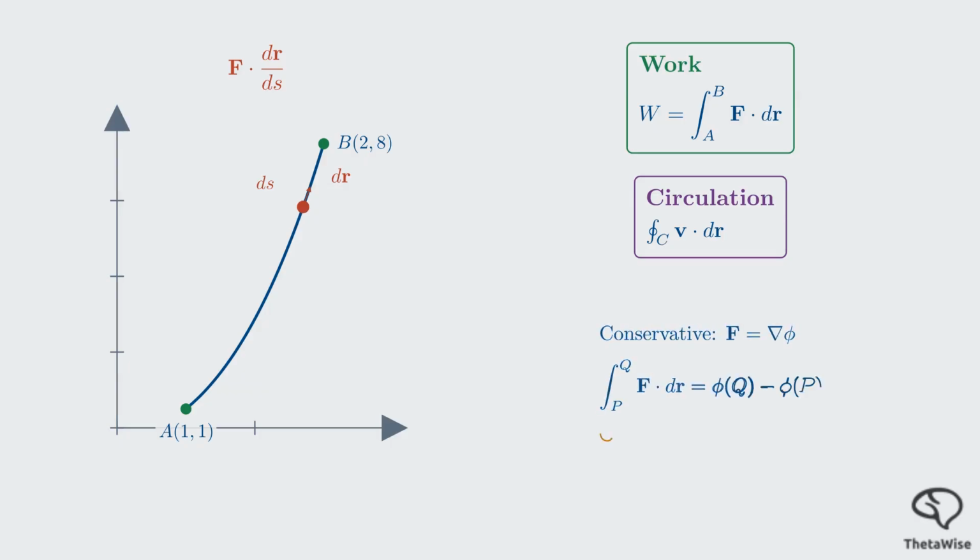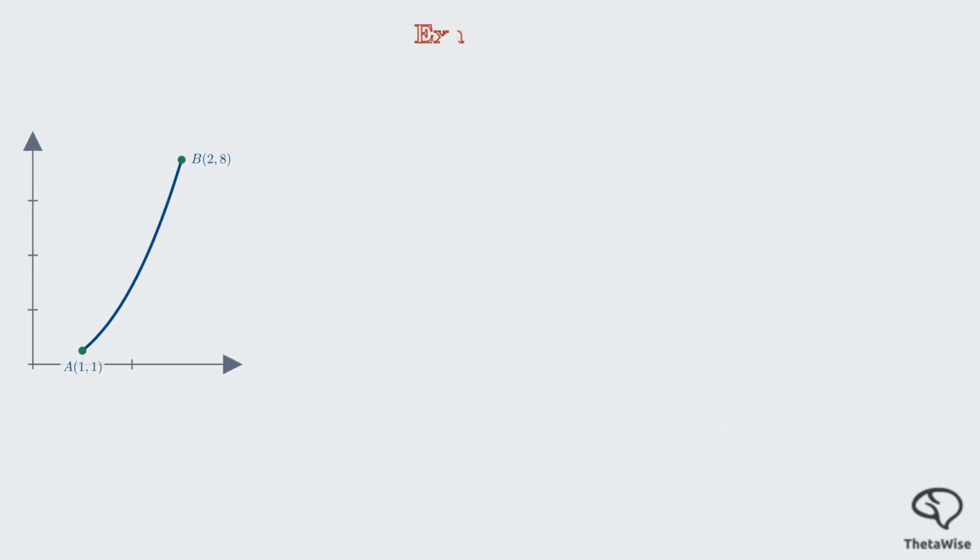For a conservative field F equal to gradient phi, the integral from P to Q is the change, phi at Q minus phi at P, independent of path. Around a closed path, it is 0. Let's work the notes' example 16. The field is F equal to (5xy minus 6x squared) i plus (2y minus 4x) j, and the curve is y equal to x cubed from (1, 1) to (2, 8).